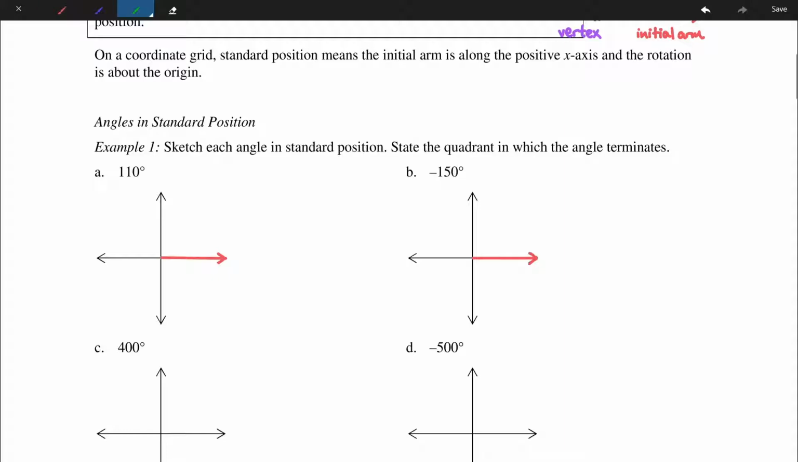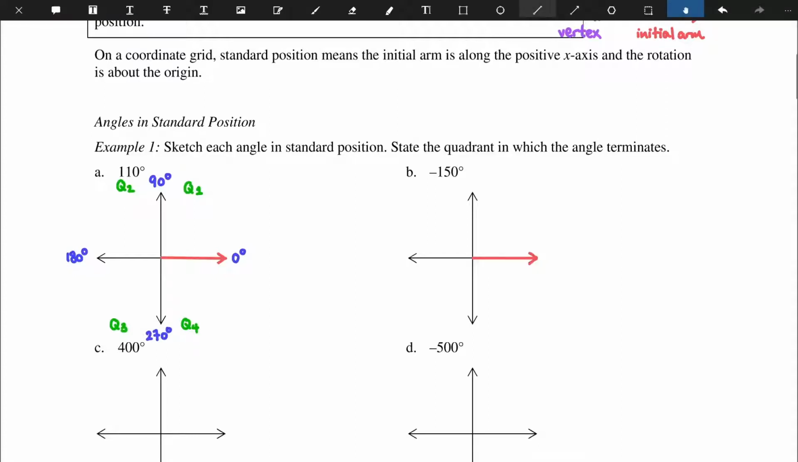Also, when it comes to the coordinate plane, we have quadrant 1 on the top right, quadrant 2 on the top left, the bottom left is quadrant 3, and the bottom right is quadrant 4. And we know that since the positive x-axis is the initial arm, the angle will be 0 degrees here. The right angle is 90 degrees. And then 180 degrees is the negative side of the x-axis. And finally 270 degrees pointing straight down.